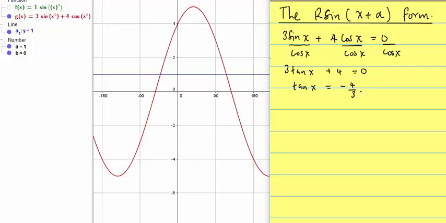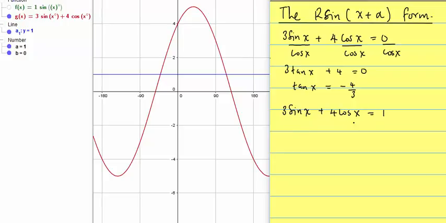If you're however unsure of how to find this general solution, please refer to one of my tutorials that deals with the solution of basic trig equations. However, we face some challenges if we are now required to find the solution to the equation 3 sin x plus 4 cos x is equal to, say, 1.